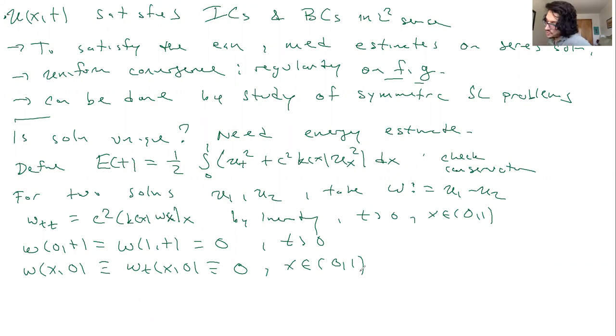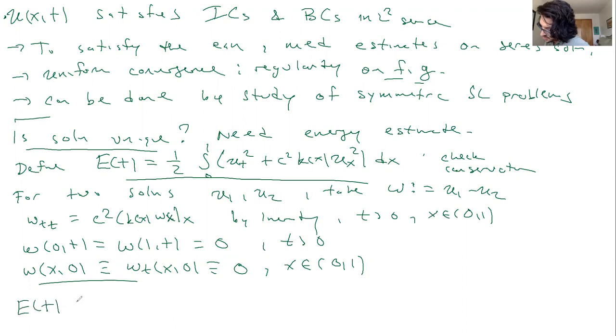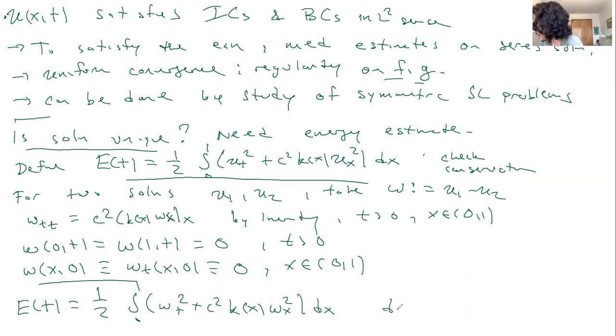So what's the usual program for checking uniqueness? Well, we take our energy function for this. And so E of t, in this case, let's just be clear that we're using W_t squared plus c squared k of x, W_x squared dx, right? And we'll differentiate that.